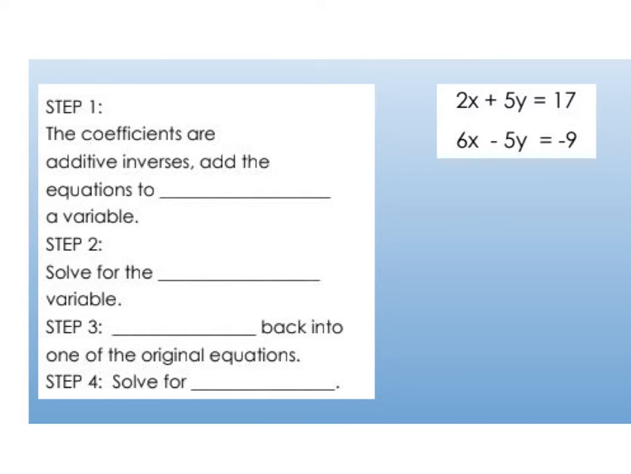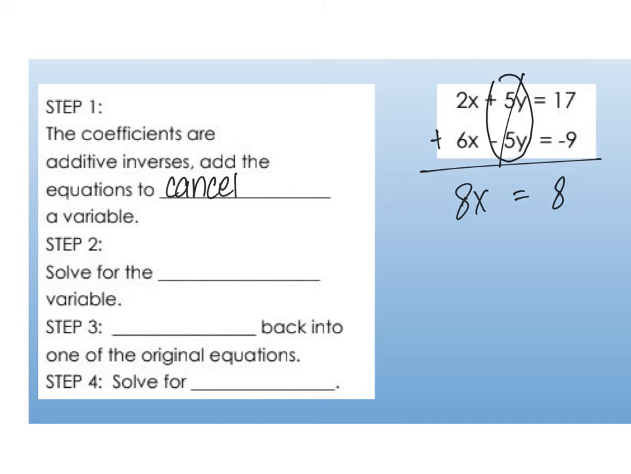So the coefficients are additive inverses. So if we add the equations, our goal here is to cancel a variable. So if we look at the example here on the right, plus 5y minus 5y is going to cause us to be able to cancel. So now we can actually add, like a giant addition problem, 2x plus 6x, which would give us 8x. And then we have 17 minus 9, which would give us 8.